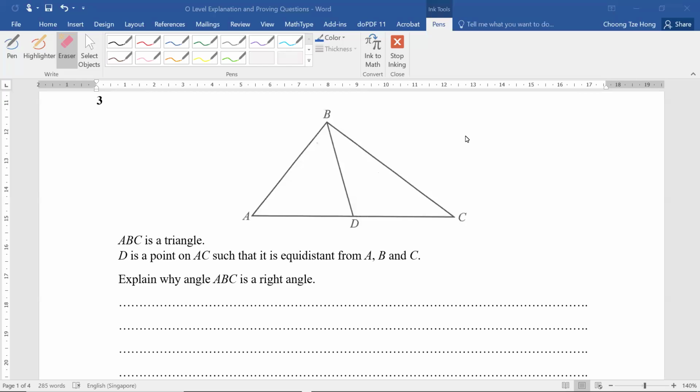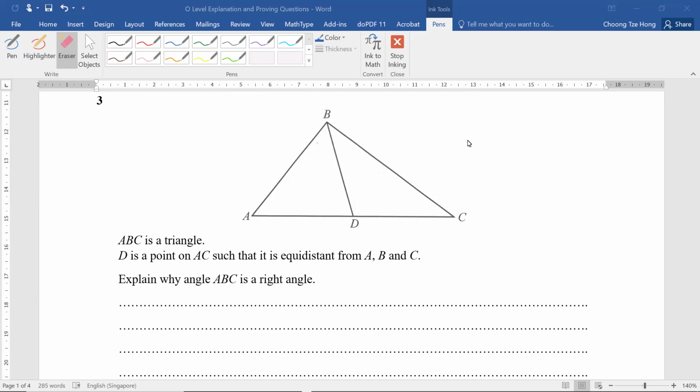Hi students, in this video I'll be going through the 2023 O-Level Mathematics Paper 1 question 14. So this is an explanation question regarding angles and triangles. Okay, so let's take a look at the question.